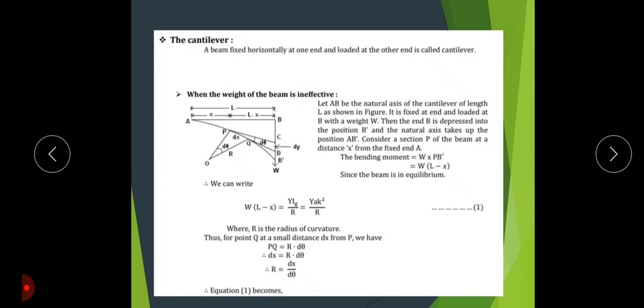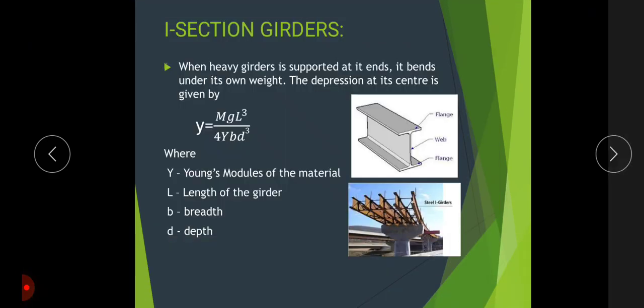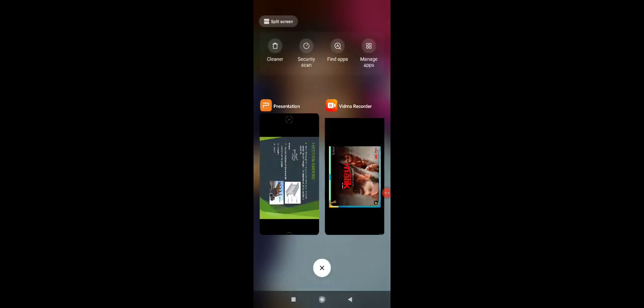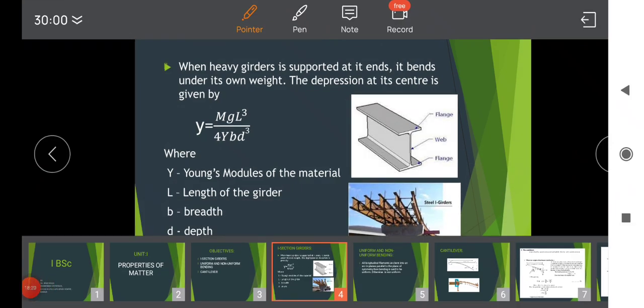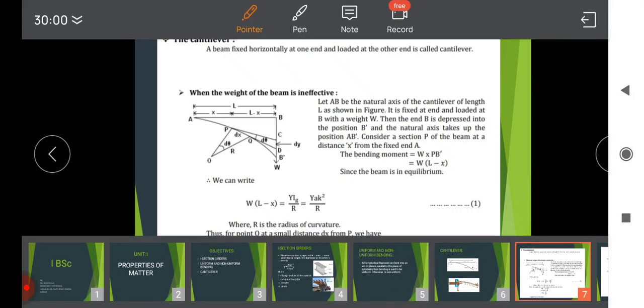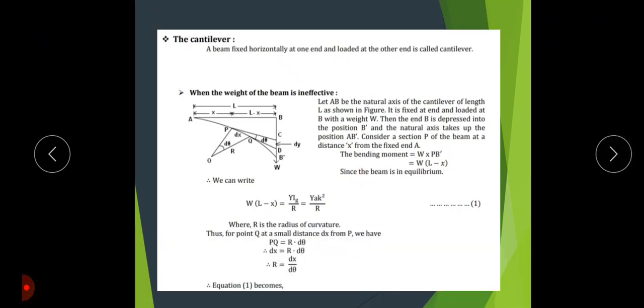We know that PQ is the distance dx, so dx is equal to r into dθ. So the radius of curvature r is equal to dx divided by dθ. Now substitute the value of r in equation number 1.